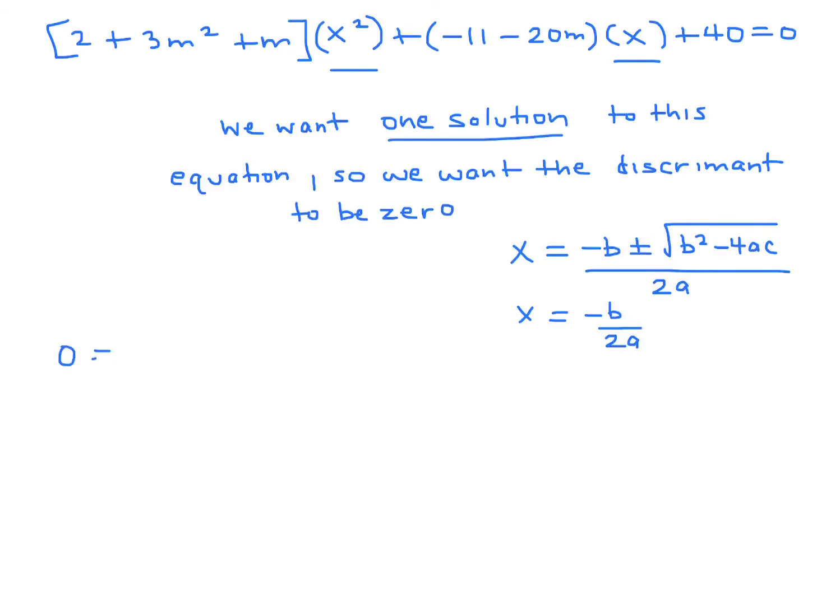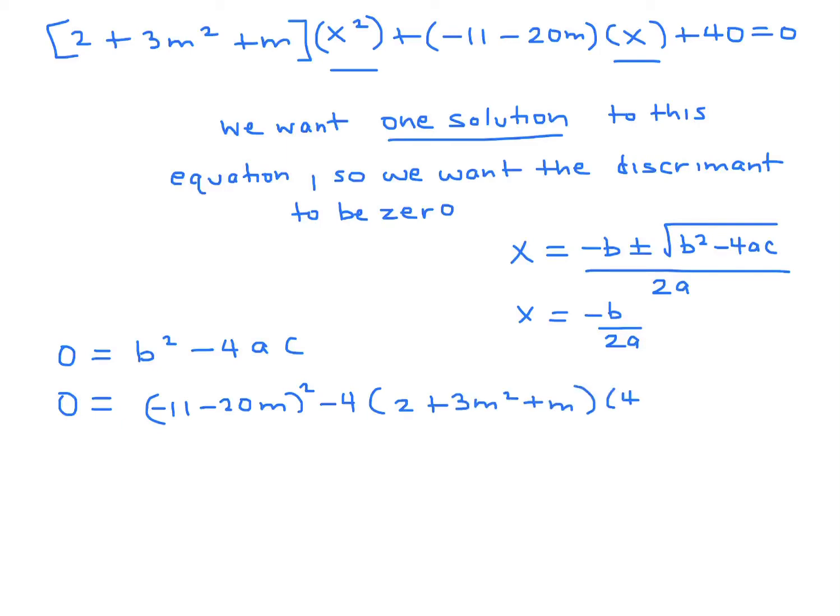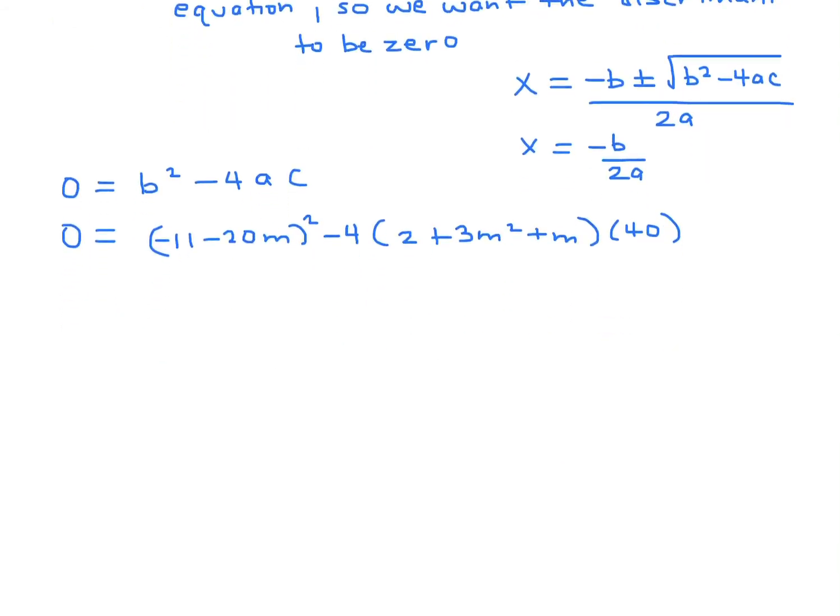Well, the discriminant is of the form b squared minus 4ac. So what is b squared minus 4ac in our big long equation up here? All right, let's see. b looks like minus 11 minus 20m, all squared. Minus 4a, which is 2 plus 3m squared plus m. And c is just 40. Okay, so that is our discriminant.